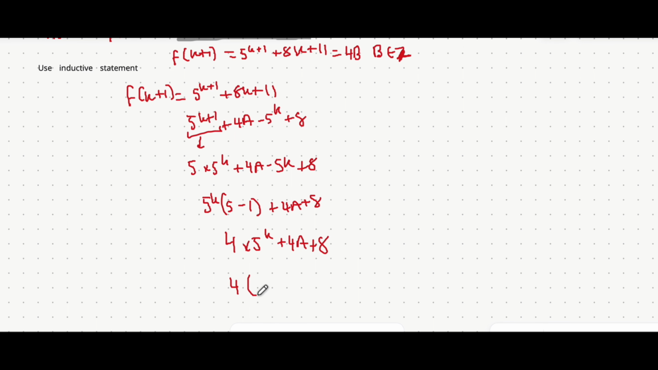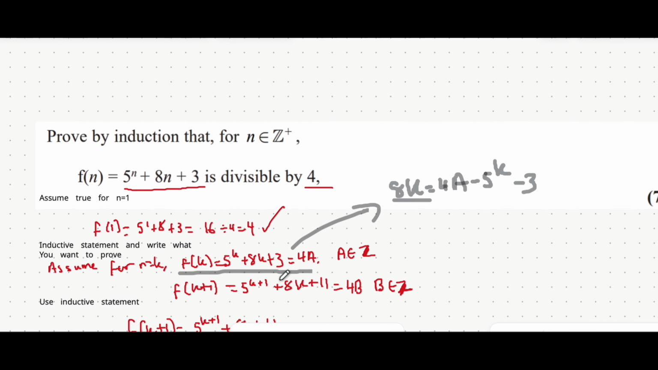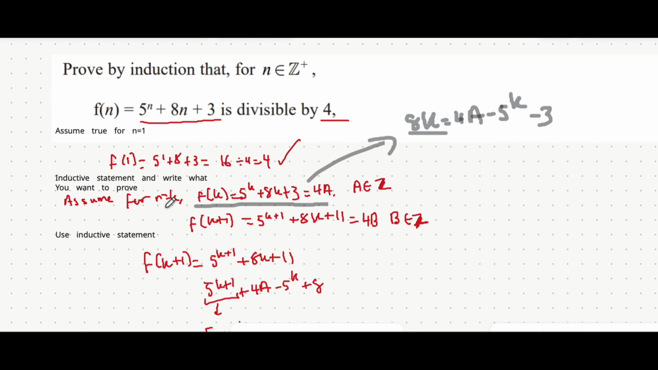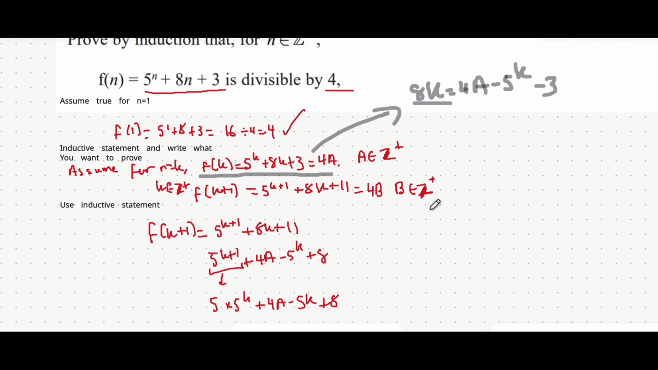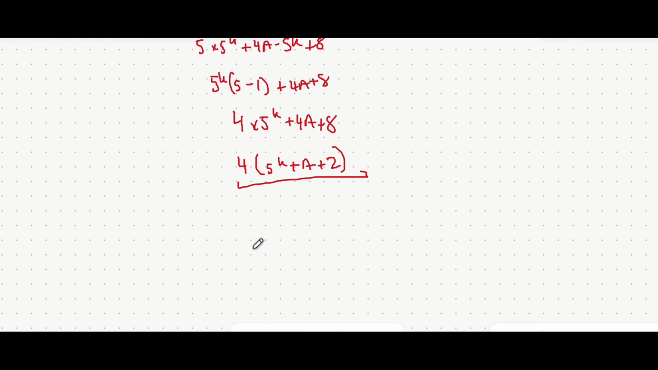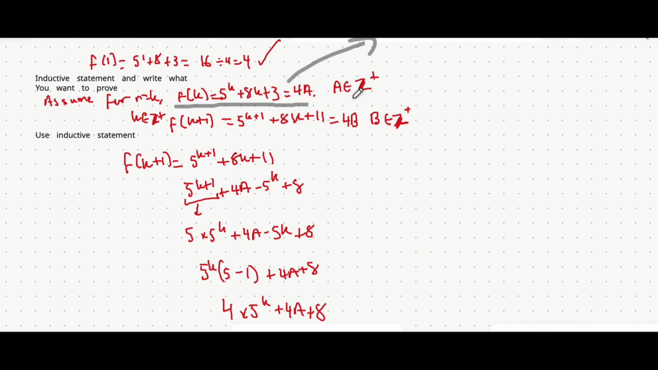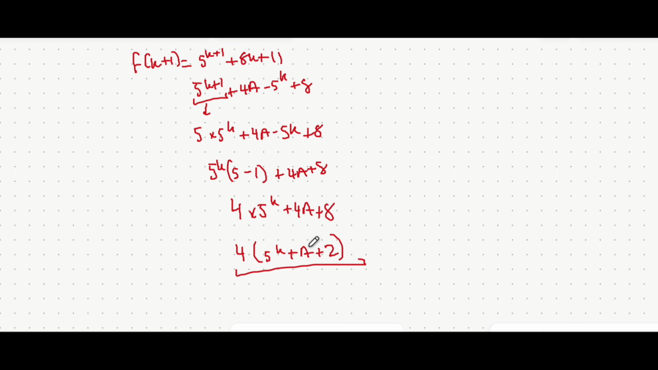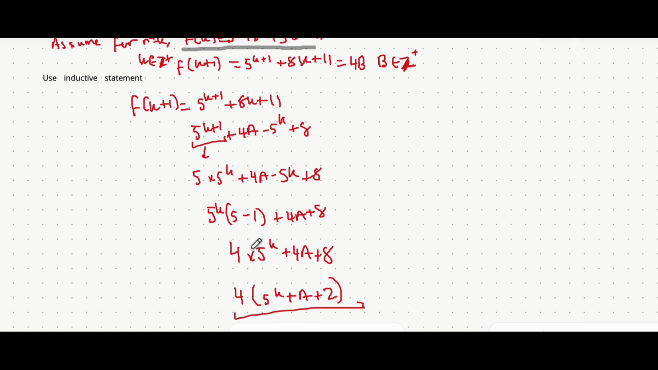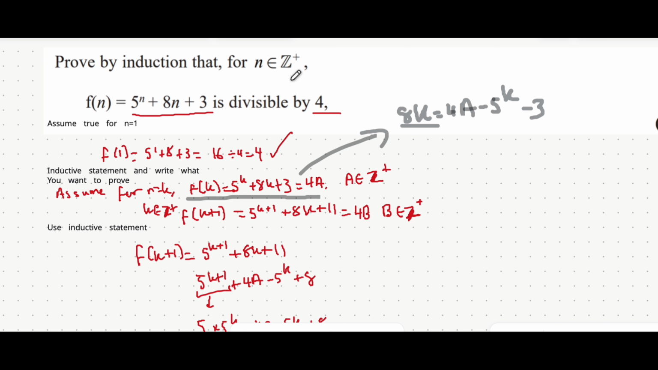And lastly, we can just factor out 4 and say that's 4 times (5 to the power of k plus a plus 2). Now, one thing I didn't write down: because we're assuming that n is a positive integer, let's assume that k is also a positive integer, and throughout the whole experiment everything else is a positive integer, just to make it all consistent. Whenever k is a positive integer, we also know a is a positive integer, so everything in this expression would just be a positive integer. And if you multiply a positive integer by 4, it'll always be divisible by 4. So we've proven it by induction.